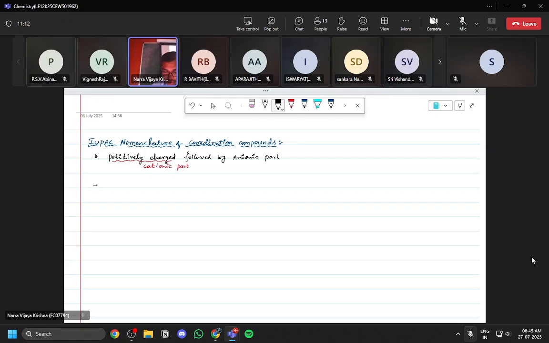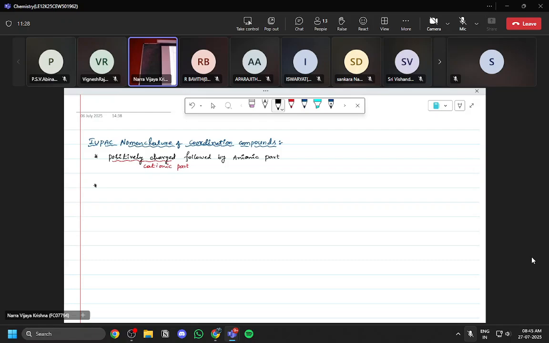Next. Second step. We will not write counter ion. Number of counter ions we will not write. Only we will give the name of counter ion, but not number of counter ion.